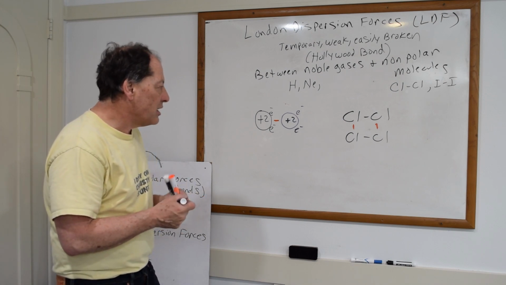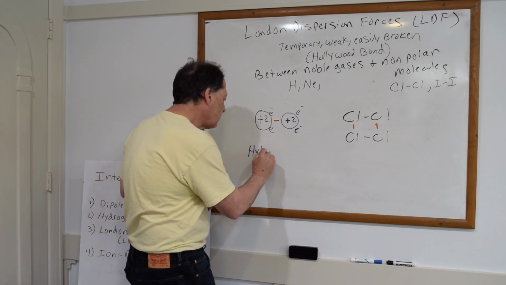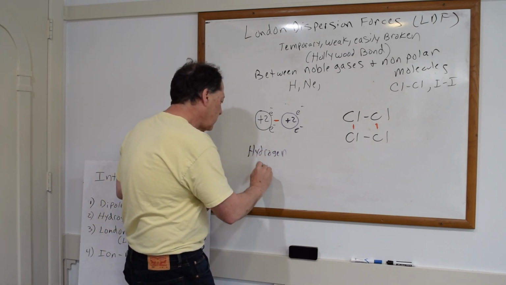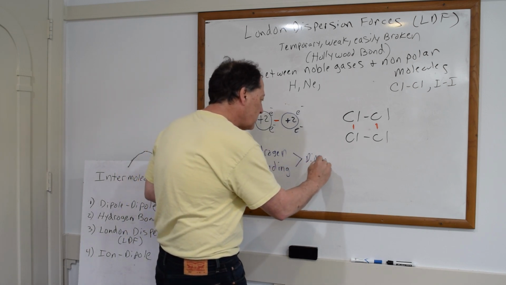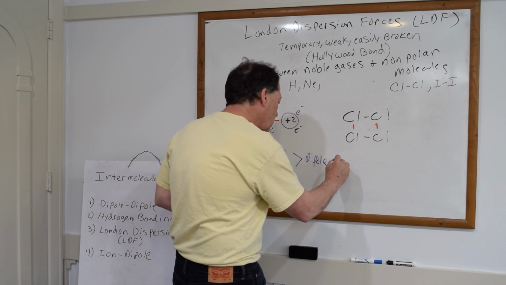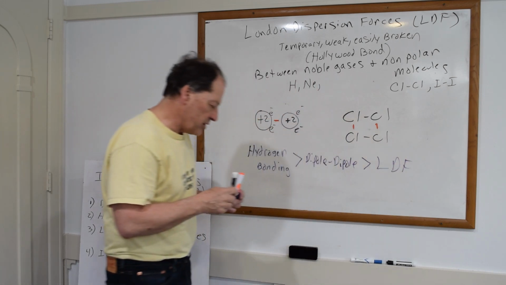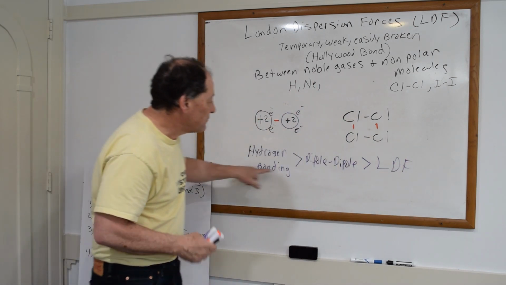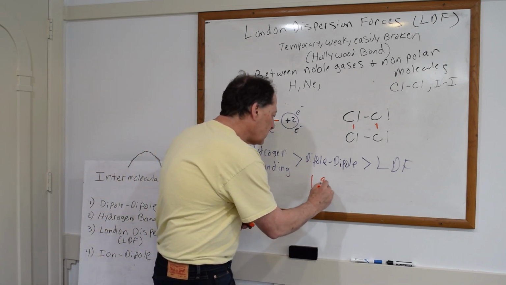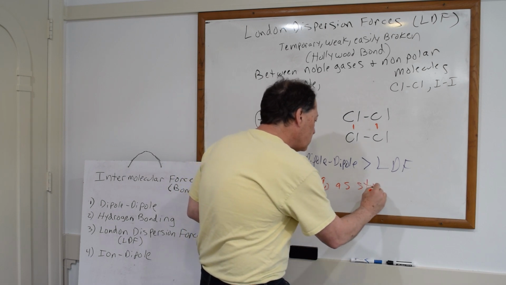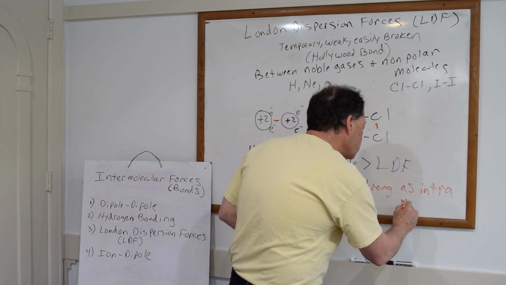So the order of strength of these intermolecular forces: hydrogen bonding is highest. That's greater than dipole-dipole. And that's greater than London dispersion forces. So that's sort of the order of intermolecular forces. These forces are only 1% as strong, okay, as intramolecular bonds.